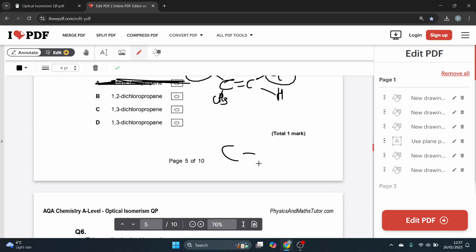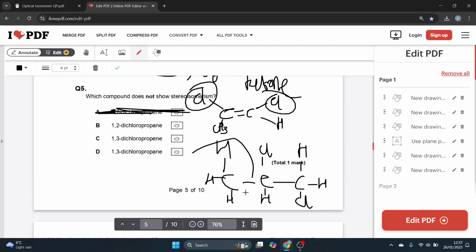Propane: methane, ethane, propane, 1, 2, fill in the hydrogens. Does it have a chiral carbon? Methyl group, chloro group, H, CH2Cl. Are all of those 4 groups different? Yes, they are. So that will show stereoisomerism.